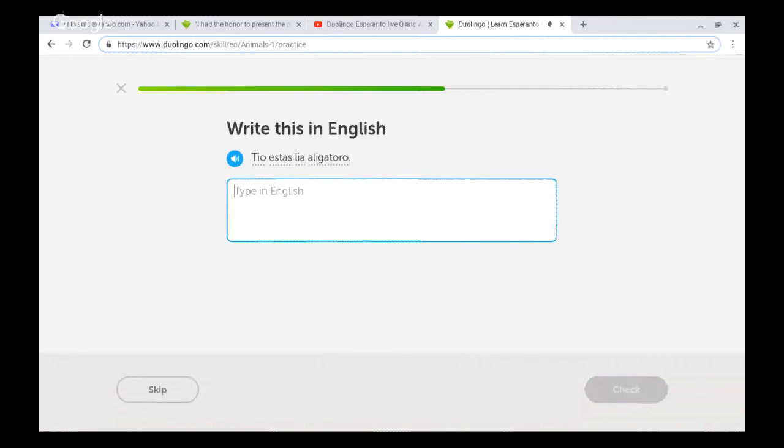Tio estas lia alligatoro. What does that mean? Kion signifas tio? That is his alligator. All right. So I don't want to drag this out. It's been a good hour.